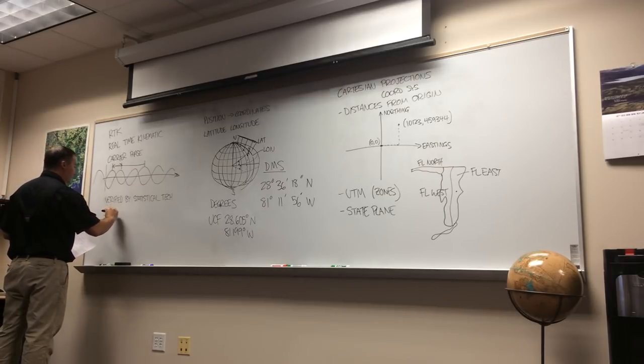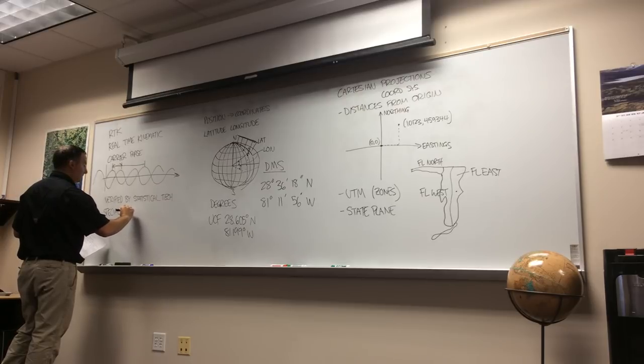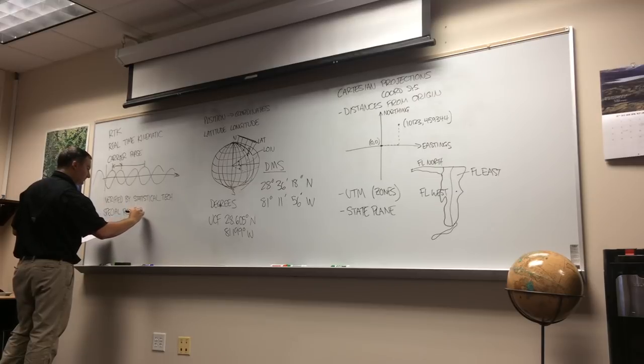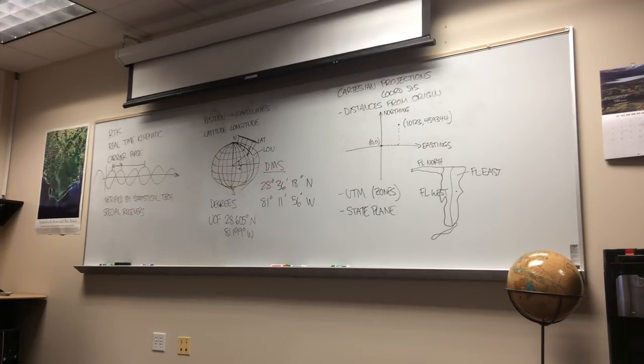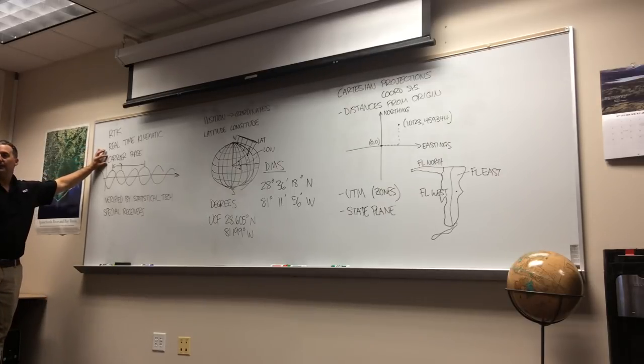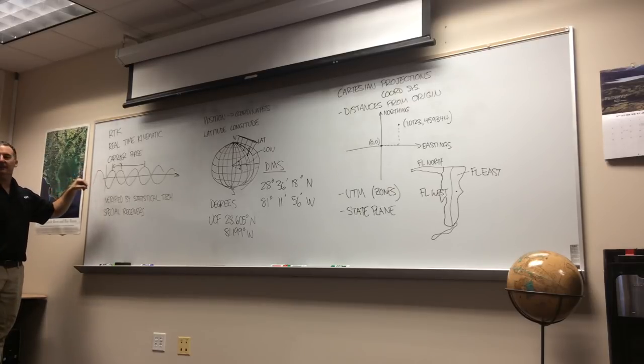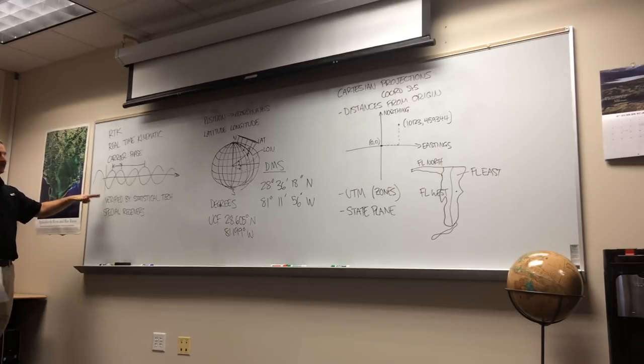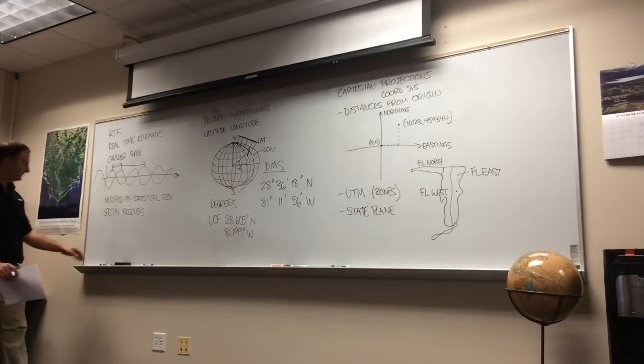Because it can do all this, it requires special receiver hardware. So if you were to purchase one of these, you have to make sure it's capable of RTK. Because not all GPS receivers can analyze the carrier phase. Of course, when you go from single frequency to dual frequency, it's more expensive. And then dual frequency with RTK is even more expensive.